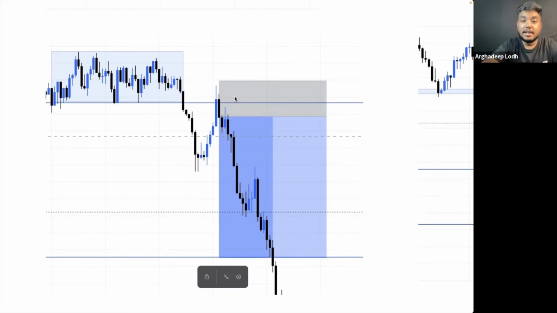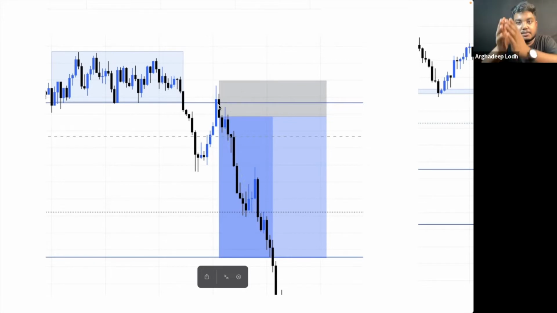See, this is a very good retest. Retest of resistance. First of all, after the breakout, this support level is acting as resistance. So the price broke it from here, and after breaking, this became a resistance level.